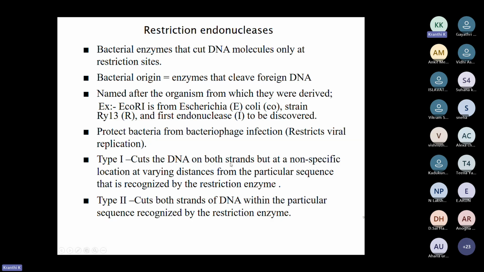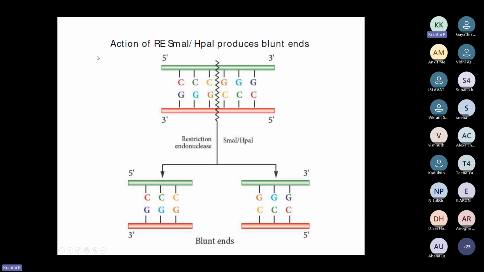The same way, these endonucleases are two types, type 1, type 2. Type 1 cuts the DNA on both strands. Okay. Type 2 cuts both strands within the particular sequence. Type 1 cuts at a non-specific location at varying distances from the particular sequence that is recognized by the restriction enzyme. Got it? So it's a particular sequence it will cut, then it will cut at a non-specific location. Okay.